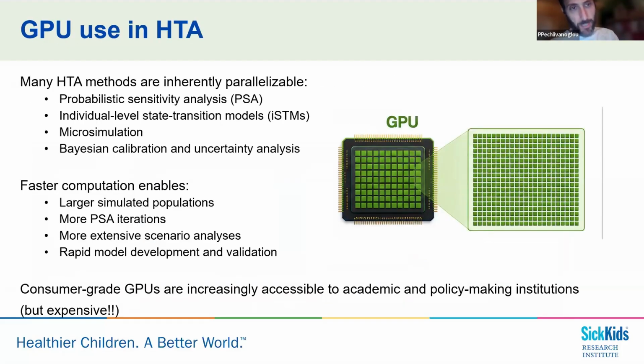A lot of the methods that we have in HTA are parallelizable. You have PSA, individual model, like individuals, as well as Bayesian calibration, which is also something that can be incorporated into the GPU approach. And that allows you for larger populations, more PSA iterations, more scenario analysis, and or perhaps faster development and validation. The good thing is that GPUs are available and accessible. The only problem is that, as was discussed yesterday as well, they have become ridiculously expensive.